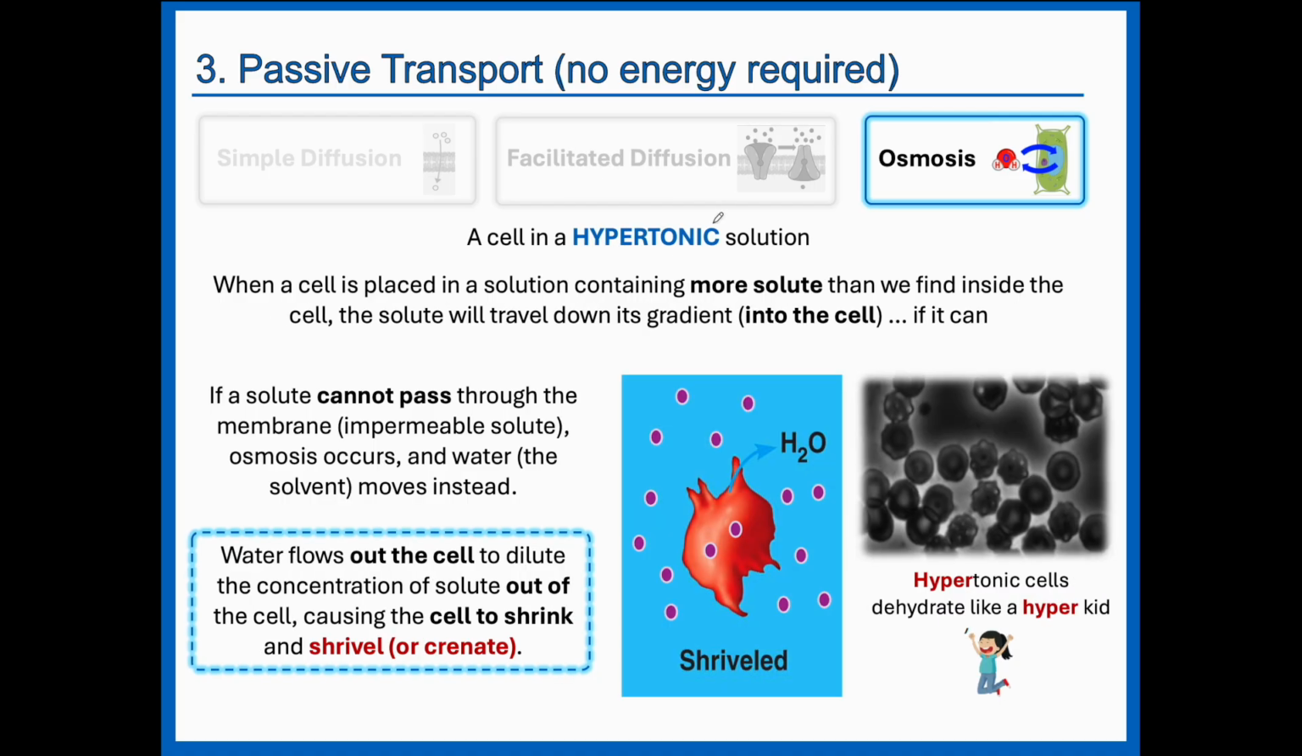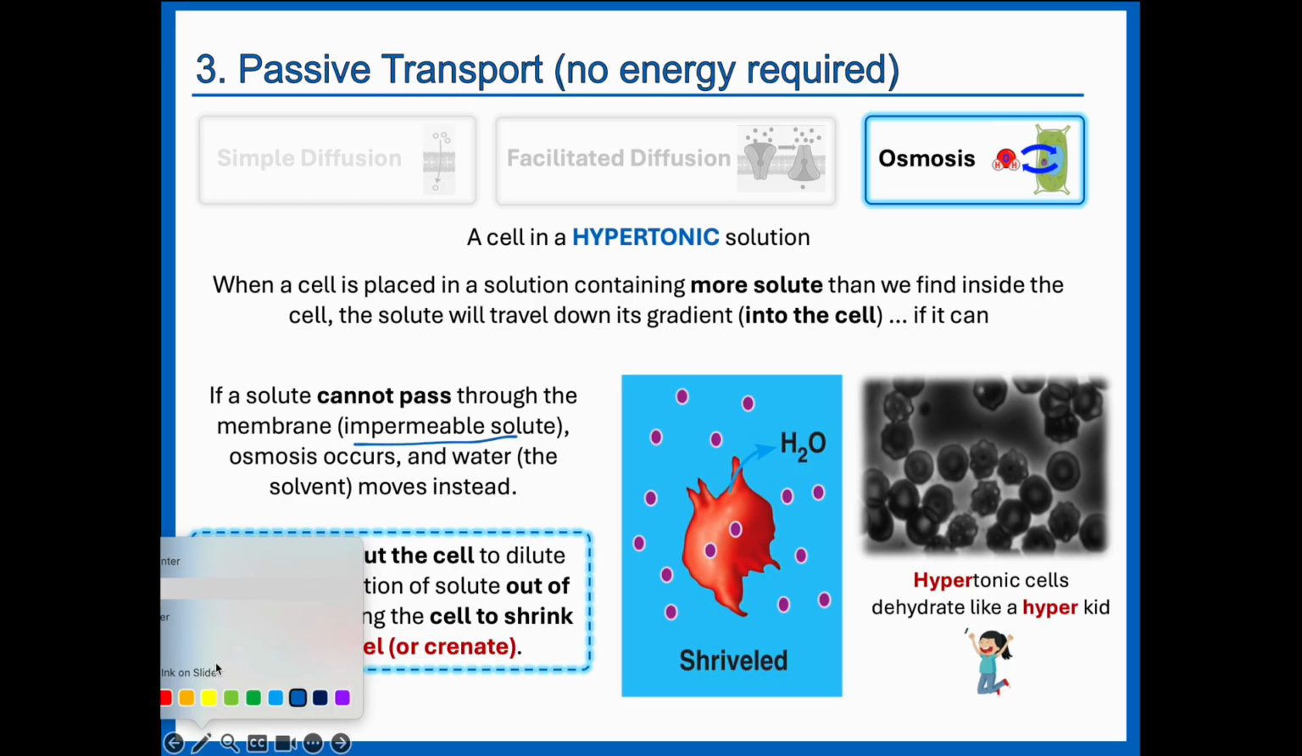Let's look at hypertonic. When a cell is placed in a solution containing more solutes than we find on the inside, right? This is called a hypertonic solution. And the solute will travel down its gradient into the cell. If it could, if these solutes, these purple little dots could, they would move from the outside into the cell, right? But if they cannot, right? If a solute cannot pass through the membrane and it's impermeable, then osmosis will occur, right?